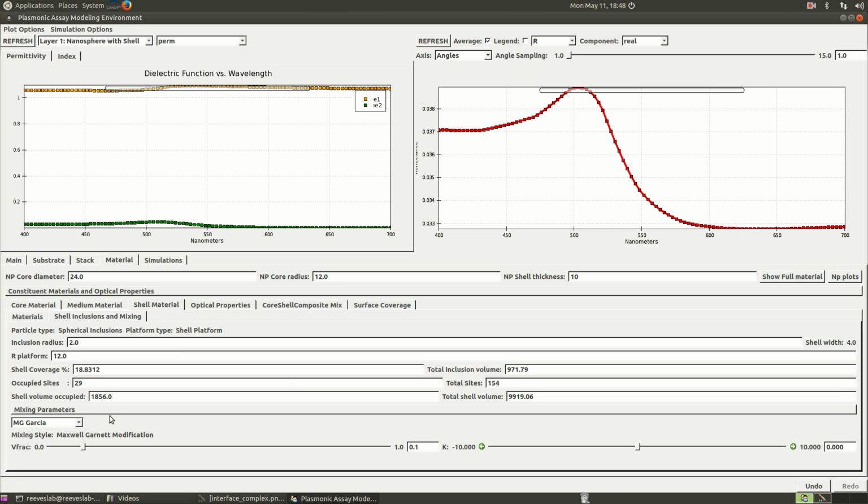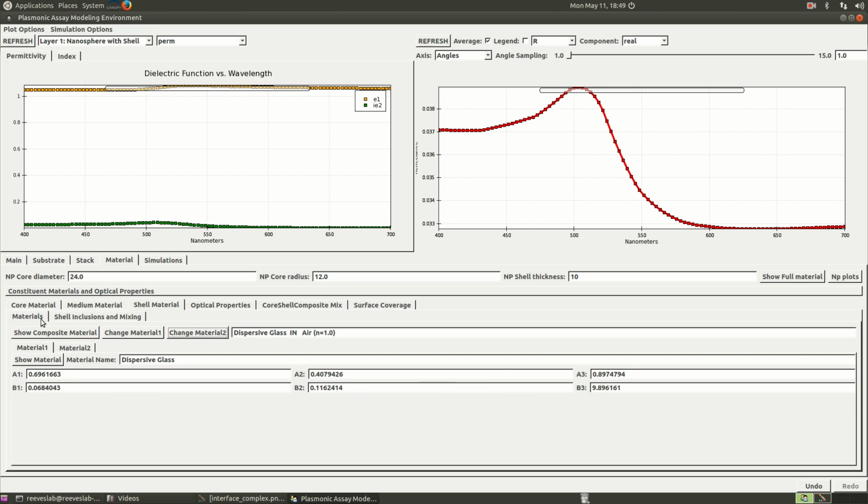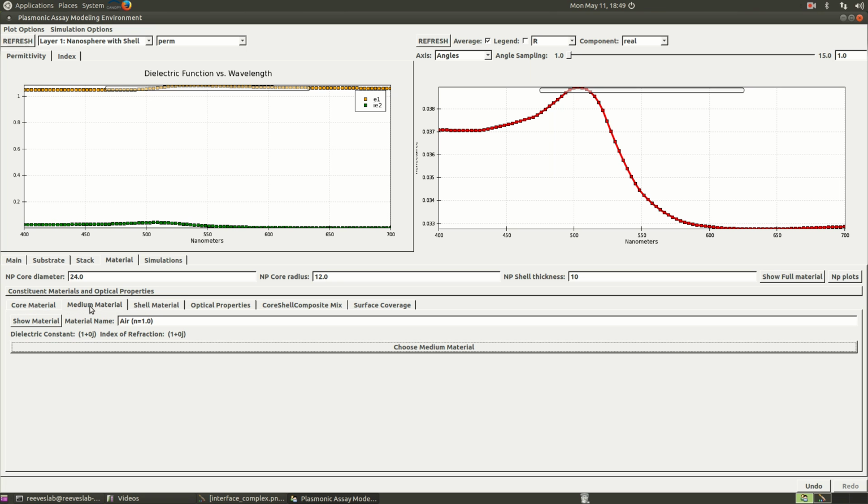And we also need to consider the fill fraction of the shell. This is not the same as the fill fraction of the nanoparticle layer, but we can treat it with the same mixing model because this mixing model is built for spherical inclusions, and our shell has spherical inclusions. So you see that when there is no protein in the shell, then the shell can be treated fully as air, which is the same as the medium material.